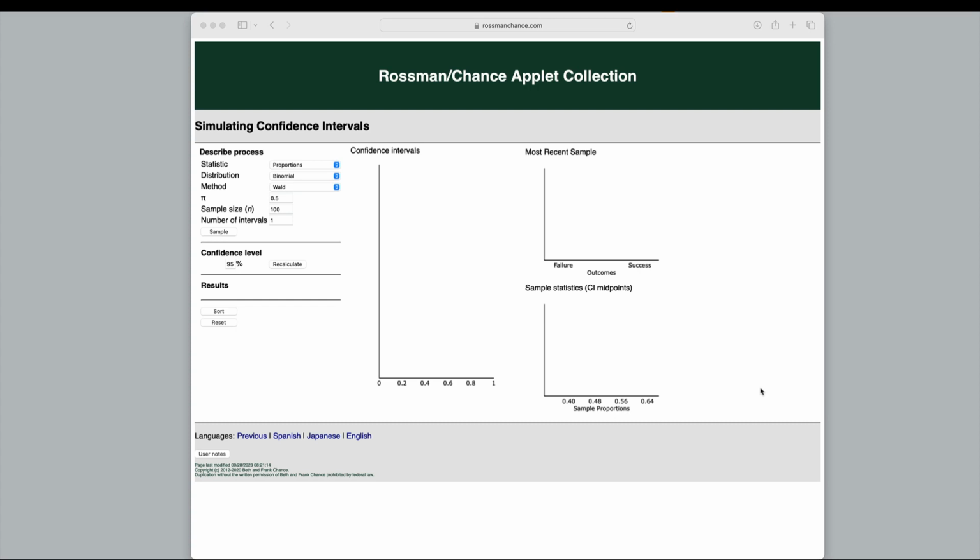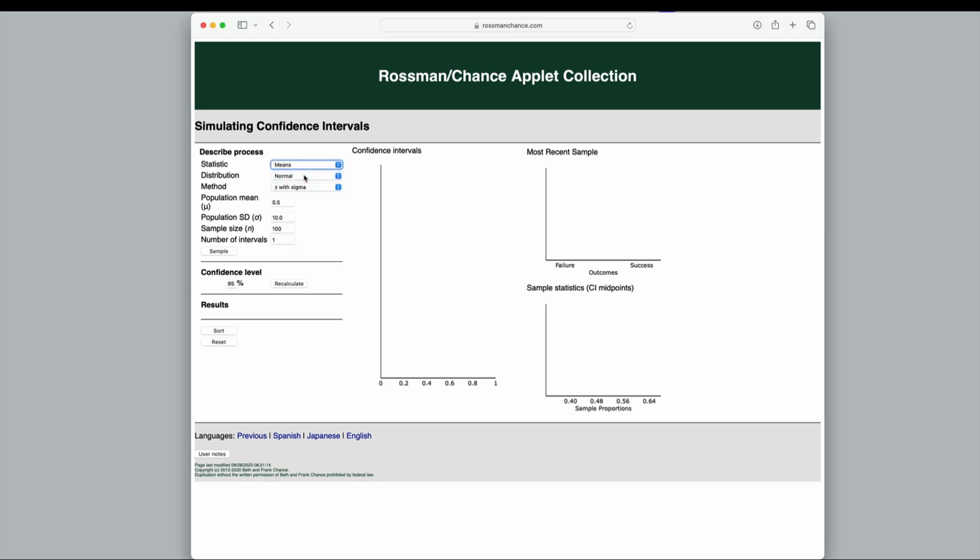In this video, we're going to use a simulation to help us understand a critical value. In particular, we're going to try to understand a critical value for confidence intervals generated using a standard normal distribution or a normal distribution. Okay, so we'll use a scenario of life expectancy. So I'm going to switch the statistic to mean since life expectancy is a population mean. All right, the distribution we're going to use is normal, and the method is z with sigma.